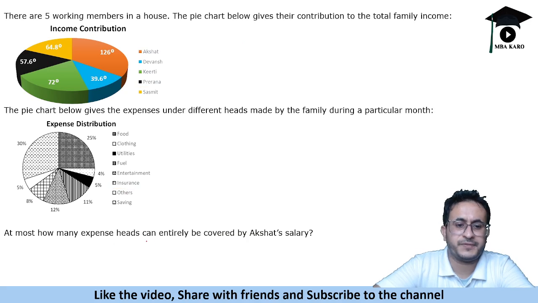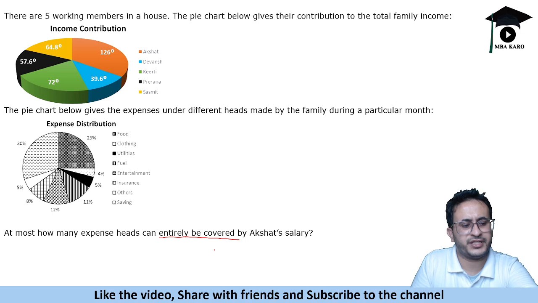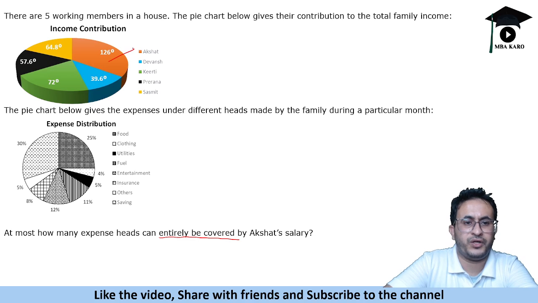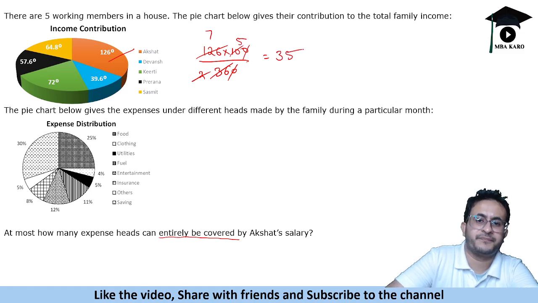At most, how many expense heads can entirely be covered by Akshat's salary? Entirely be covered. It is not like the previous one which said how many expense heads, where we were counting individually. Now here we will count entirely. So Akshat is earning 126 degrees. So 126 into 100 by 360. Right. So we get 18 into 7, 18 into 2. So we have 35%.